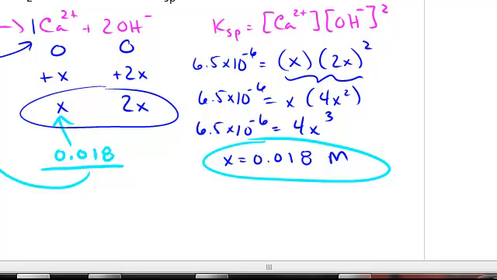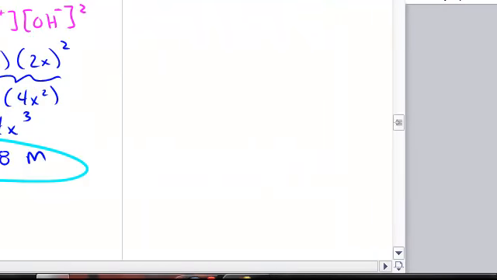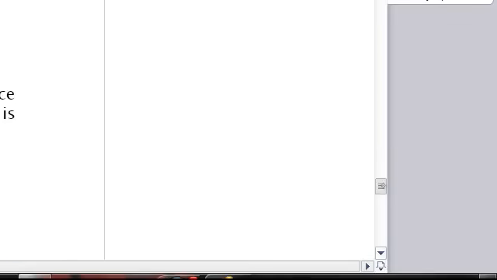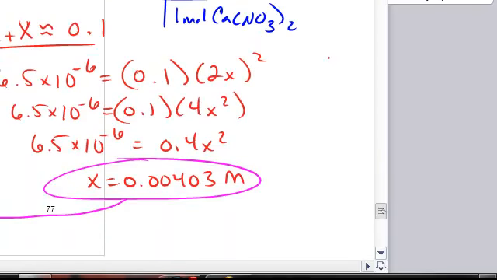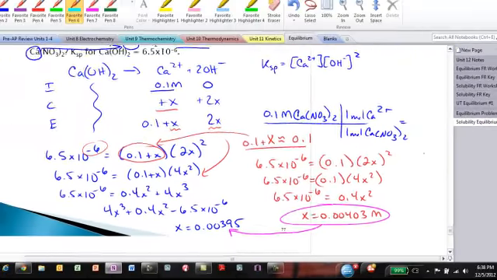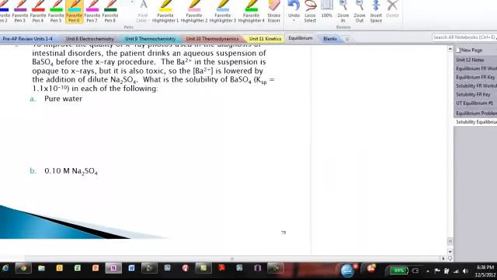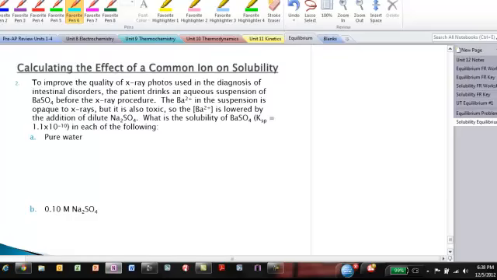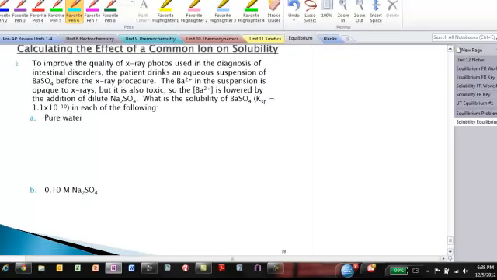So if we look at the concentration that was originally, if we just put it in pure water, we got 0.018 molar to dissolve. But when we put it in a solution that already has calcium in it, we only get 0.004 molar to dissolve. So it's a little less than half of what would have dissolved before. Okay. So we're going to try one more and compare it to water and the common ion.